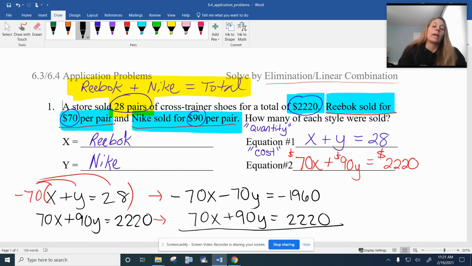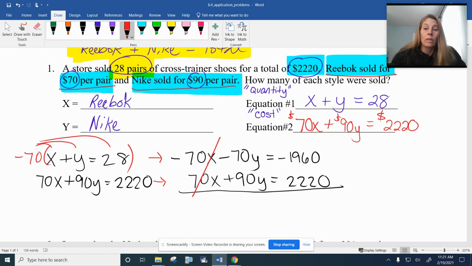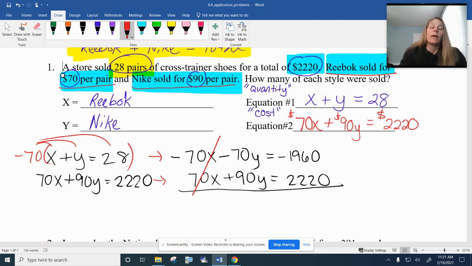All right, so now at this point, I've successfully set it up so that when I go to add or combine these two equations, my x's are going to cancel. And now 90 and negative 70 gives me 20y, and 2,220 minus 1960 is 260. And then, of course, we would continue to get the y alone by dividing by 20. And that would give us 13.